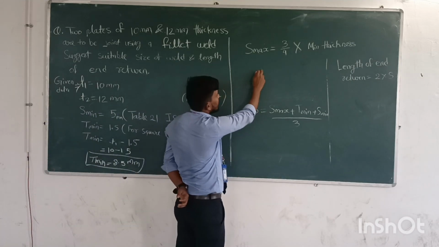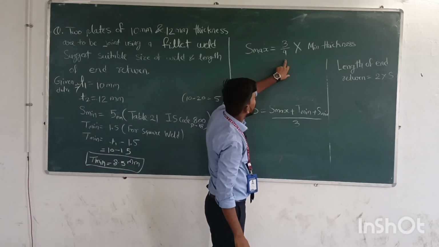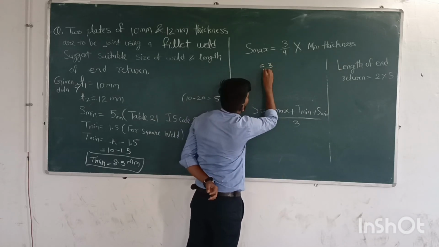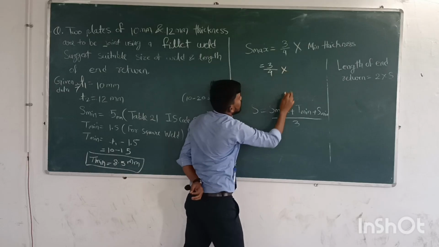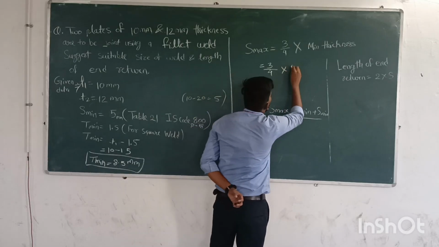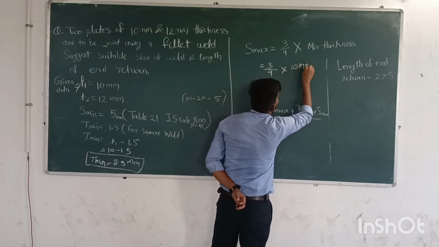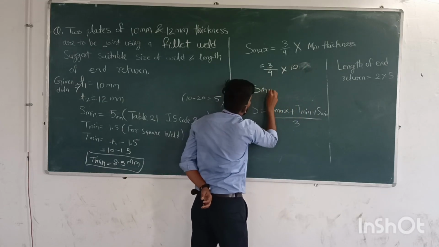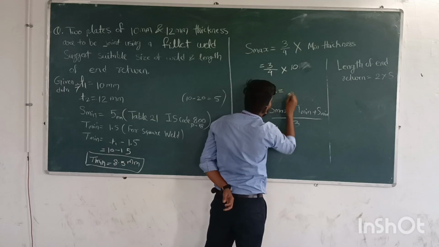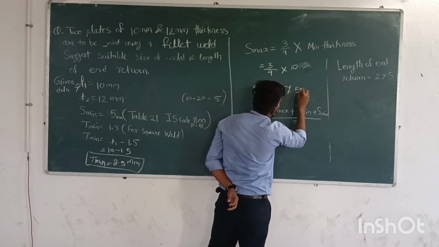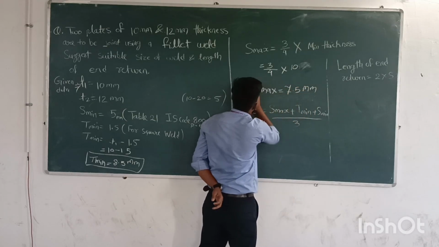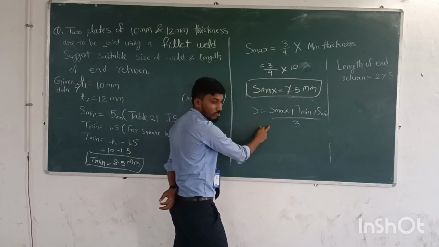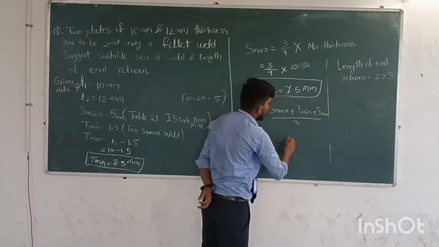Again, the second step is the S max. The S max is equal to 3 by 4 into minimum thickness. Put the values. 3 by 4 into minimum thickness is 10 mm. The S max is equal to 7.5 mm.